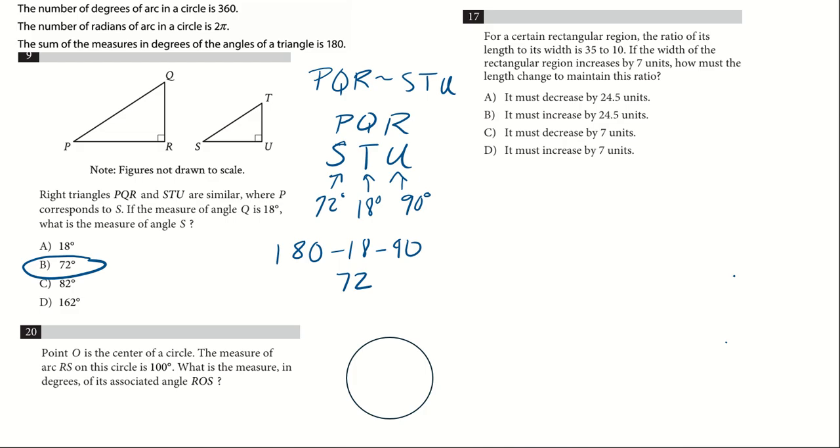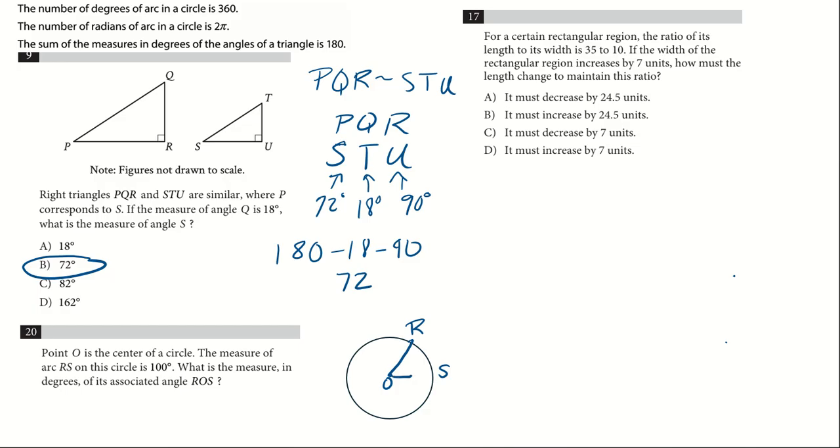All right, number 20. Point O is the center of a circle. So we're going to draw a center here to our circle. And it says the measure of arc RS is 100 degrees. So we're going to do arc RS. Okay. So if I make an actual angle from arc RS, this is what I get. Let me make that a little bit better. That was a little janky.